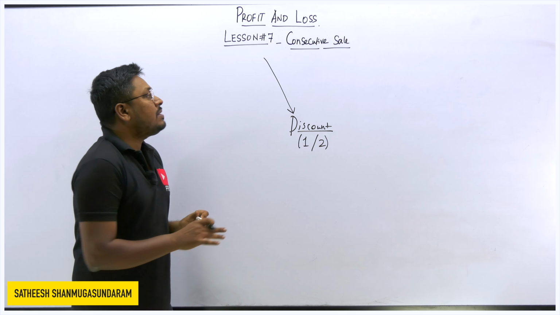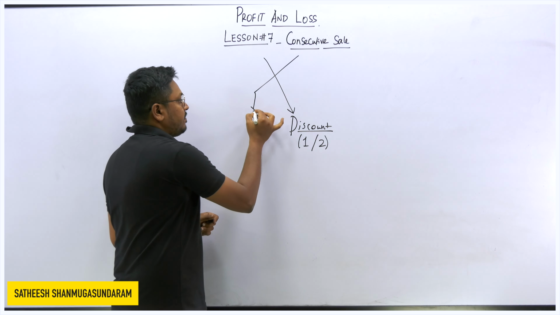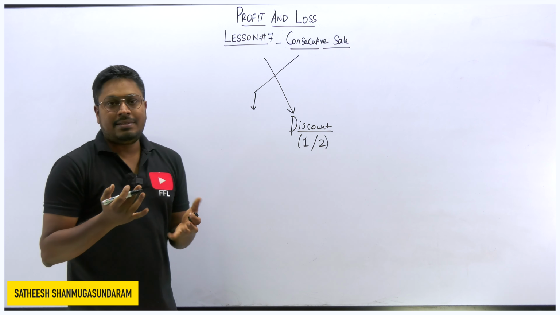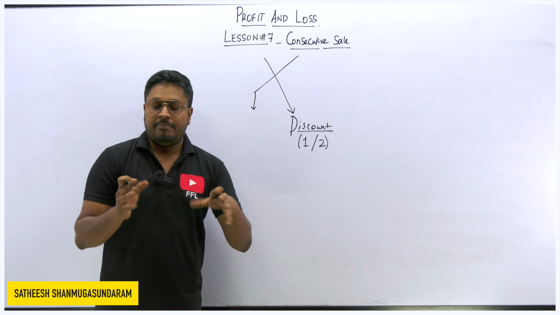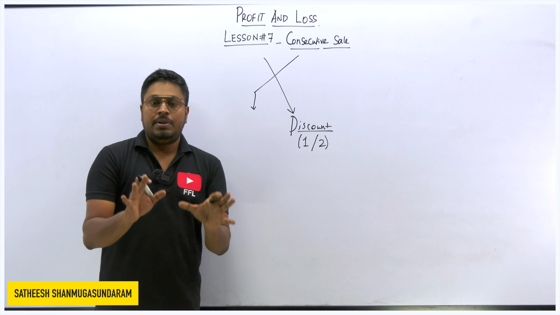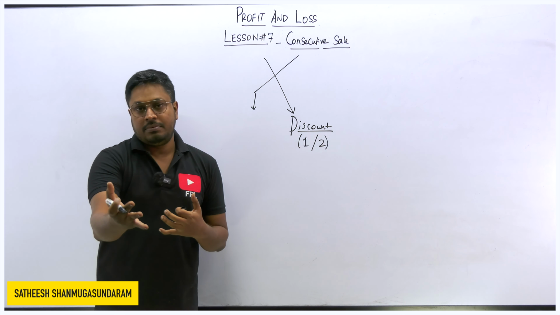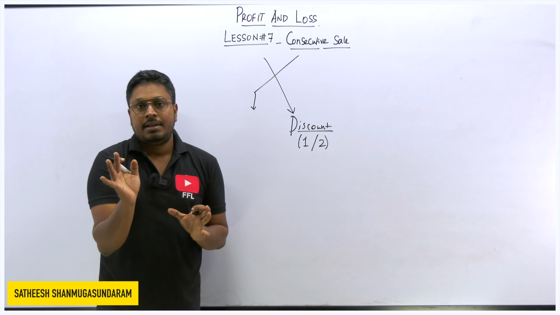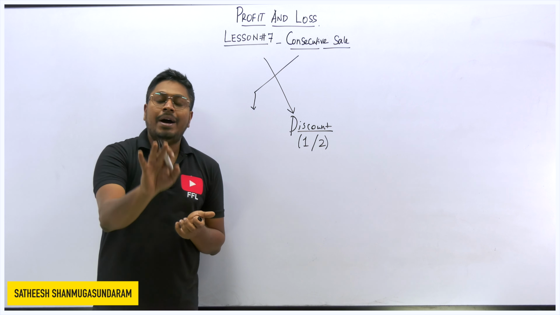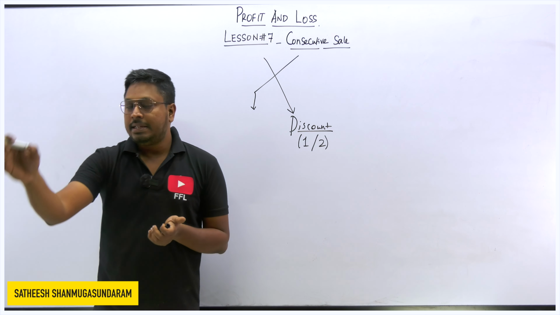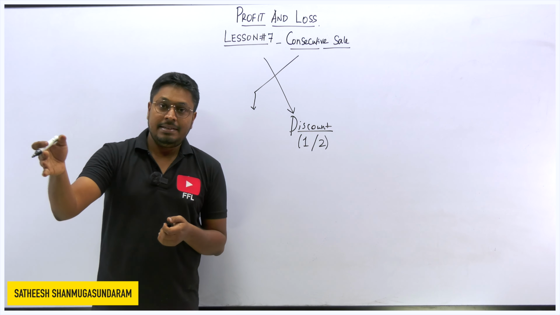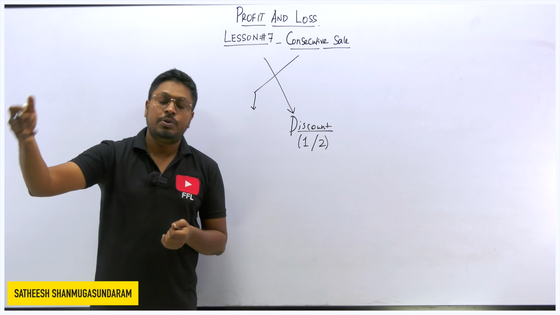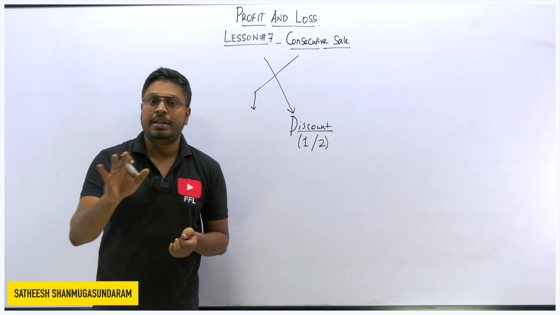Now, what is called consecutive sales? Consecutive sale is nothing but, for example, think that I have a bike. I bought a bike for 1 lakh rupees. Now I am selling the bike to you with a profit of 10%. Then you sell the same bike to another person with a loss of 8%. That person again sells the same bike to another person with a profit of 25%.